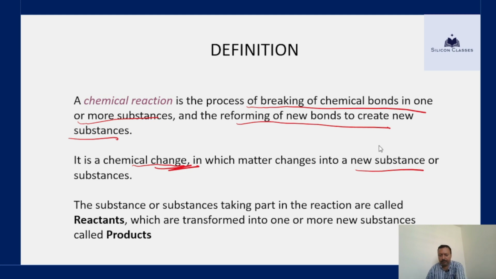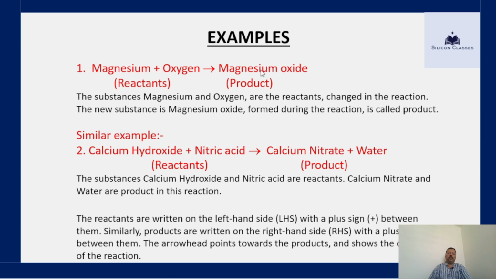Now, we are coming to some examples of how to write a chemical equation in a chemical change. So number 1, magnesium reacts with oxygen to form magnesium oxide. Here the reactants are magnesium and oxygen, which will react with each other to form magnesium oxide. The properties of magnesium oxide are totally different with respect to magnesium and oxygen.